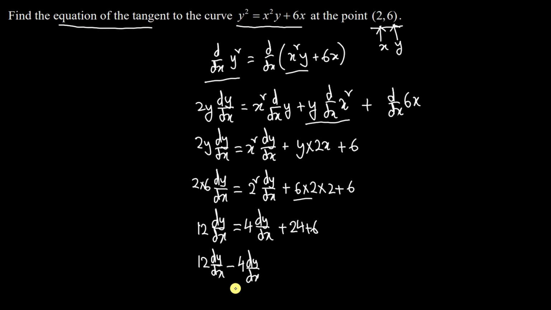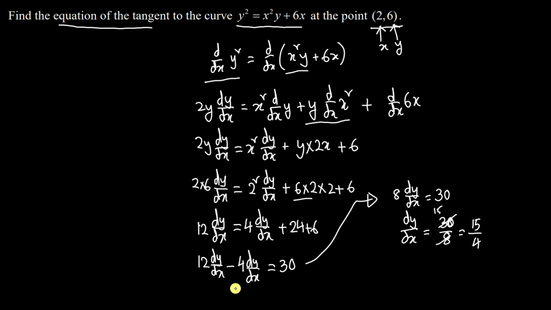Our target is to find the value of dy by dx. We can write on the right side 24 plus 6, which is 30. From there we can write 12 minus 4 is 8 dy by dx equals 30. Then let me make dy by dx the subject: 30 by 8. We can make the fraction simpler; it is 15 over 4. So this is the gradient of the tangent.